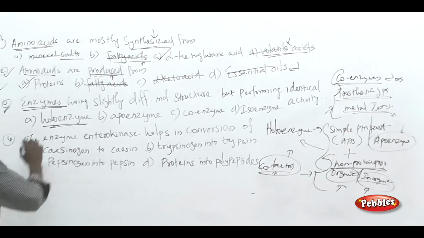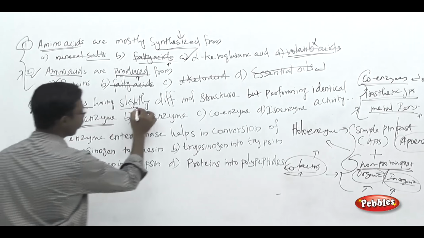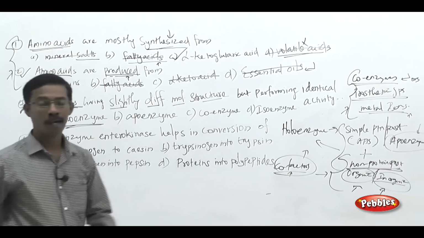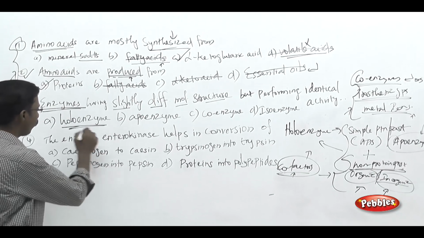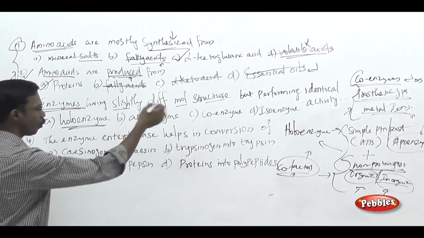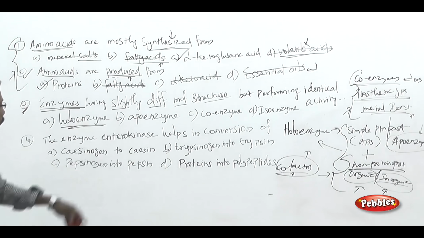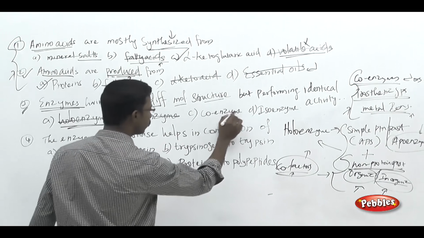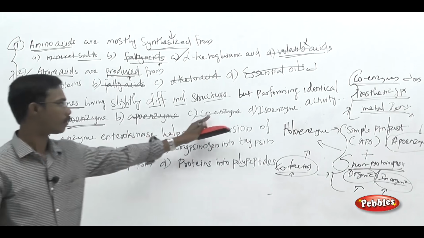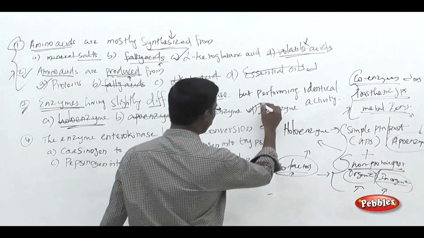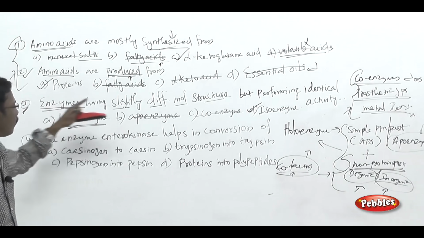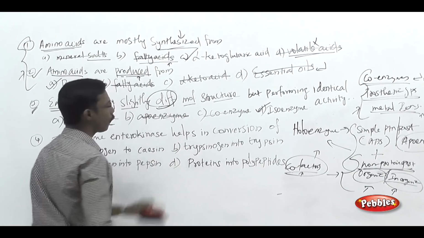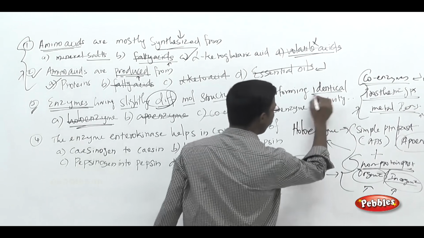Now come back to the question. Enzymes having slightly different molecular structure but performing identical activity. What have we seen? Holoenzyme has no relationship with the explanation given in your question, so we can eliminate the holoenzyme. Apoenzyme is related to the holoenzyme, and coenzyme is related to the holoenzyme, so we can eliminate those three. Then the choice will be the isoenzyme. So what is your question? Enzymes having slightly different molecular structure, identical activity.